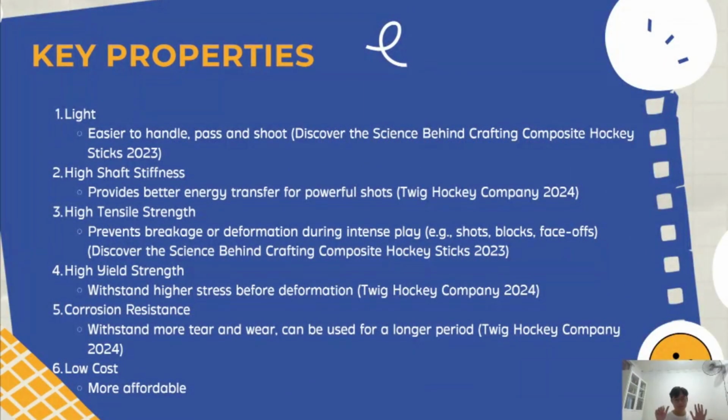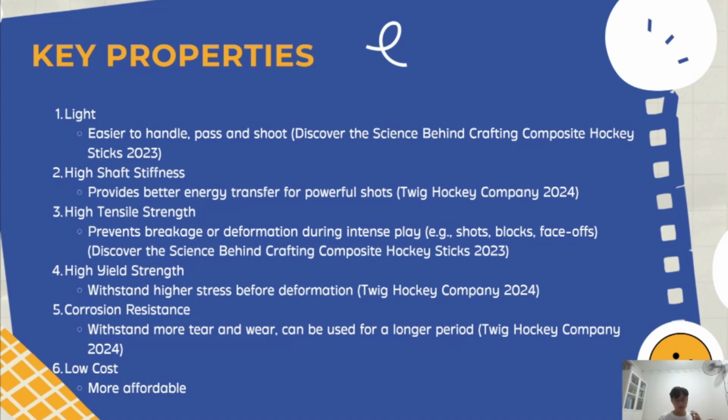There are 6 key properties which will be discussed in this video. The first key property is lightweight. A lighter hockey stick is important as it makes it easier for the players to handle, pass, and shoot, allowing them to react quickly. The next key property is high shaft stiffness.